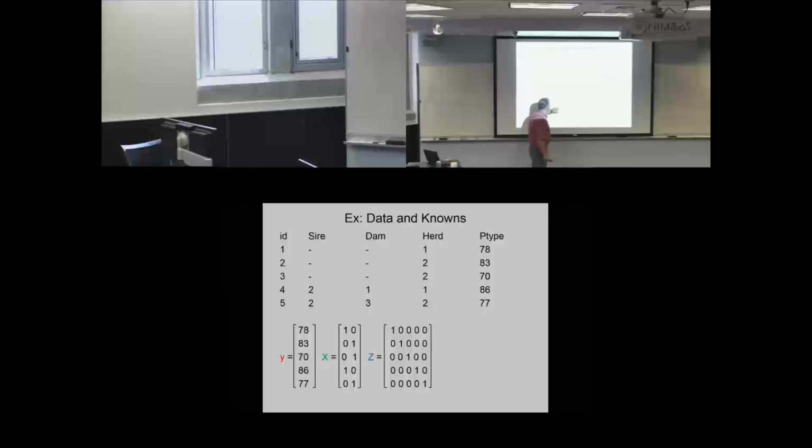Yes, the matrix that is relating the phenotypic measures to the individuals is always going to be a diagonal. It's actually going to be the identity matrix. It's going to be a diagonal of ones and everything else is zeros.